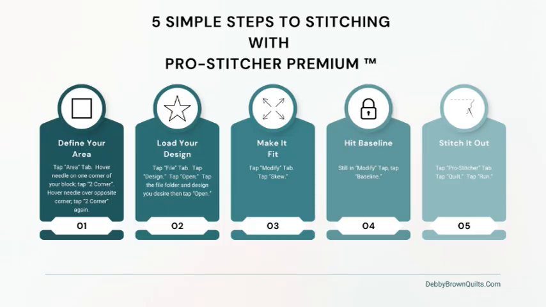So those are my 5 steps. Define your area, load your design, make it fit, hit baseline, stitch it out. Quilting with Pro Stitcher can be this easy.